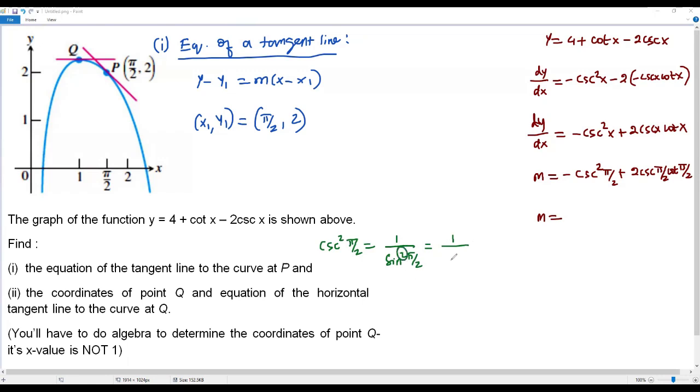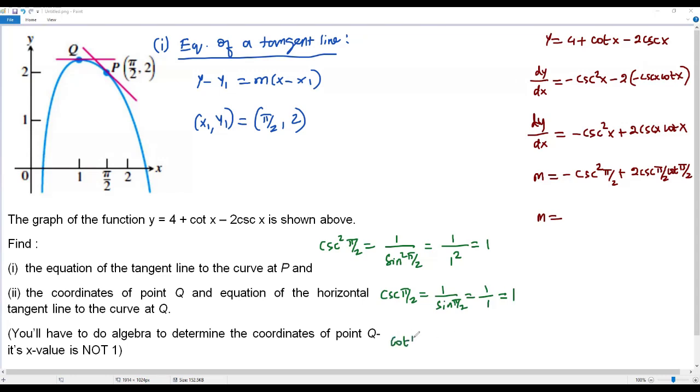Since we have sine squared pi over 2, that 1 has to be squared. So 1 over 1 squared is just 1. So I got the value of cosecant squared pi over 2, that's just 1. Now let's find the value of cosecant pi over 2. The same concept: cosecant pi over 2 equals 1 over sine pi over 2, which is equal to 1 over 1, that is 1.